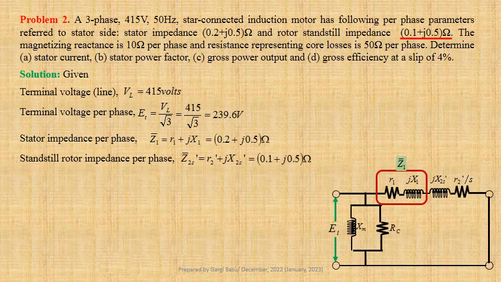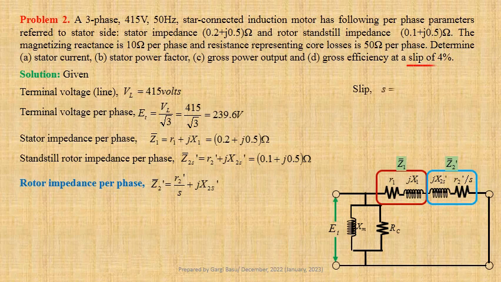For any value of slip S, rotor impedance per phase referred to stator side Z2' equals R2'/S plus jX2s'. Given slip S equals 4%, that is 0.04 per unit. Therefore, Z2' equals 0.1/0.04 plus j times 0.5 ohm. That gives us 2.5 plus j times 0.5 ohm.